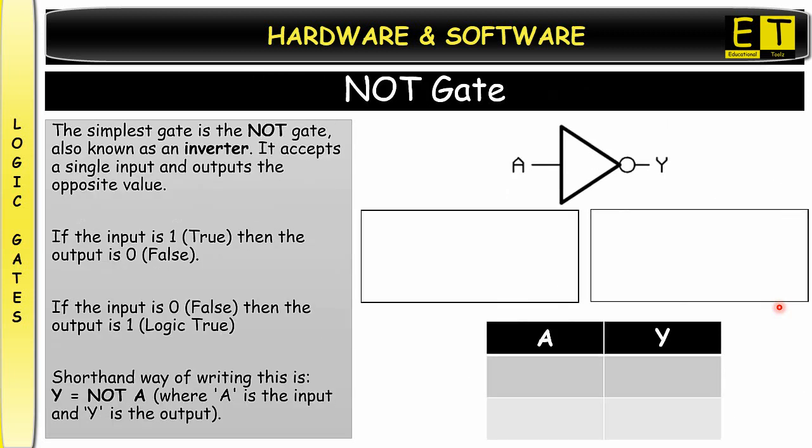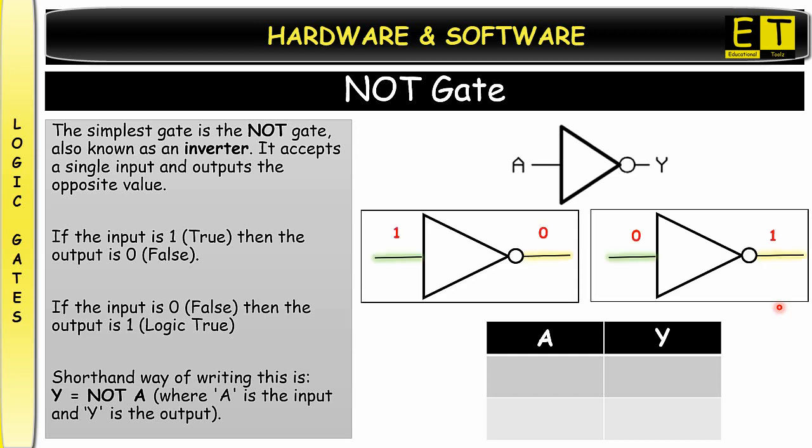Let's start off with the NOT gate. The NOT gate is considered as the most simplest gate out of all 6. Another name for the NOT gate is the inverter gate. It only accepts a single input compared to the others and produces one output like all of the others. So if you put 1 in, you'll get 0 in return, and if you put 0 in, you'll get 1 in return.